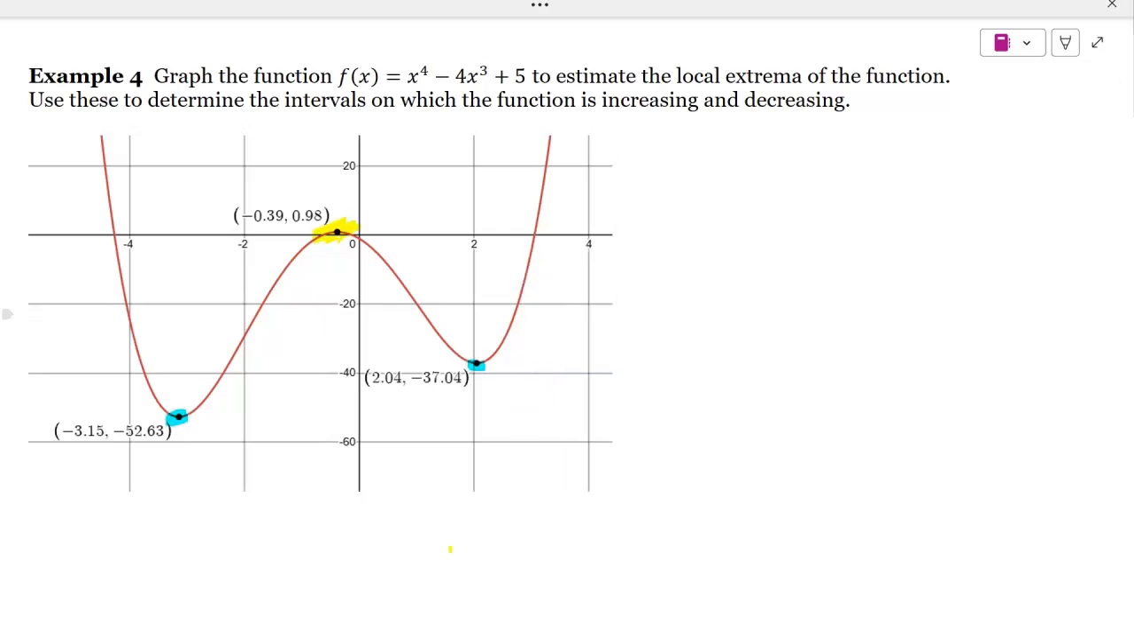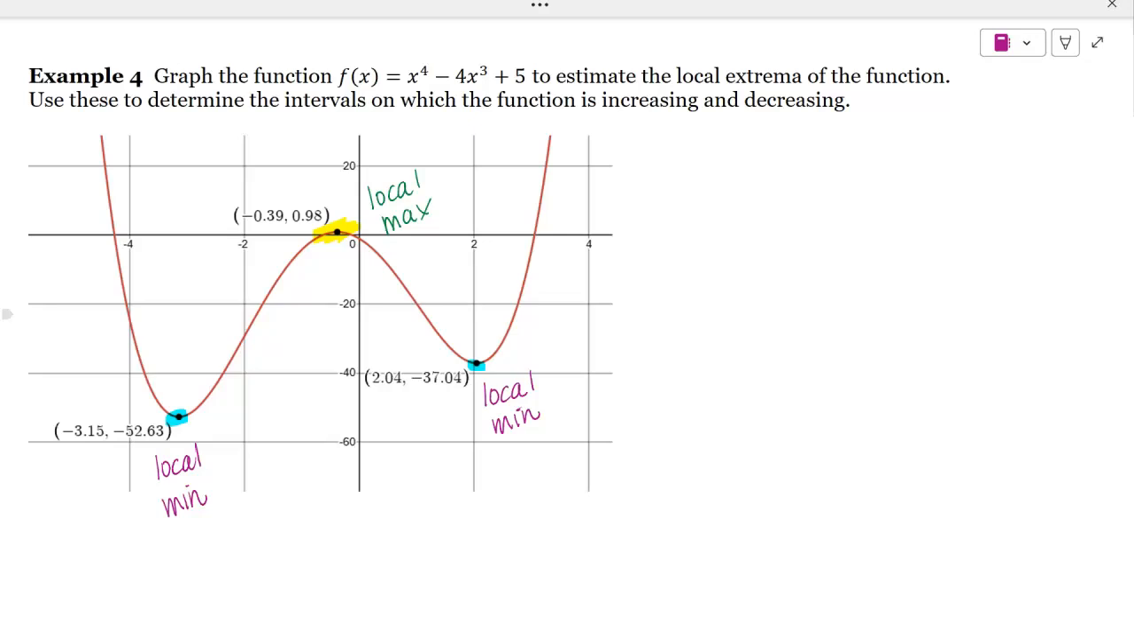I've got a local minimum here at negative 3.15, negative 52.63, and I also have a local minimum here at 2.04, negative 37.04. And then we have a local maximum at negative 0.39, 0.98.